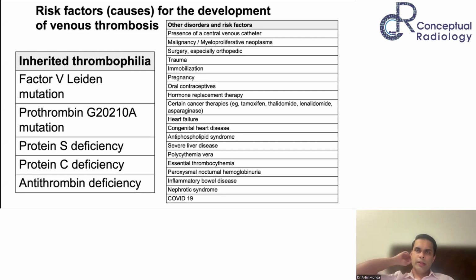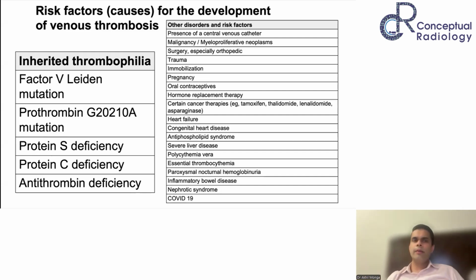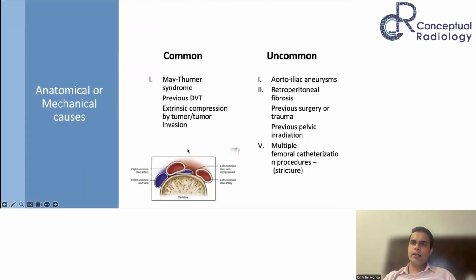Then antiphospholipid syndrome, APLA, we all know about. Polycythemia vera and ET cause hyperthrombosis. So these are the nephrotic syndrome, because there is loss of protein C and protein S in nephrotic syndrome. So these are various other risk factors which you must see before we label something as provoked or unprovoked.